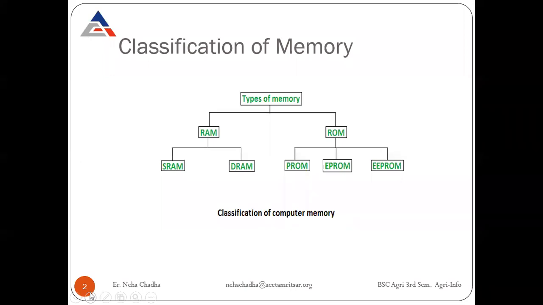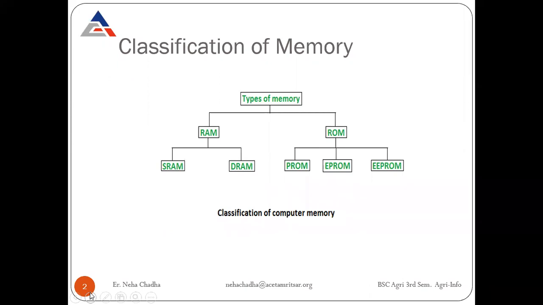RAM is further divided into two parts. One is called SRAM, the other is called DRAM. And ROM is divided into PROM, EPROM, and EEPROM. SRAM stands for static random access memory. DRAM stands for dynamic random access memory.